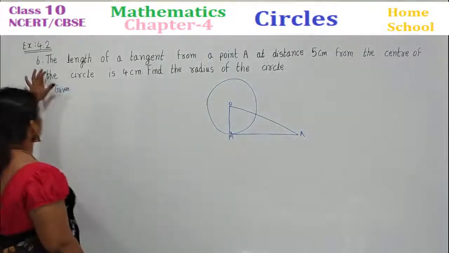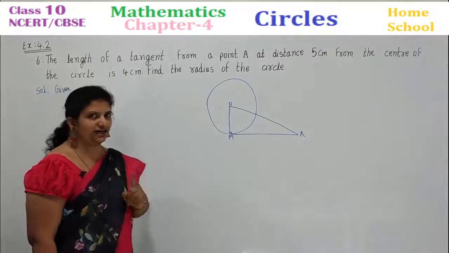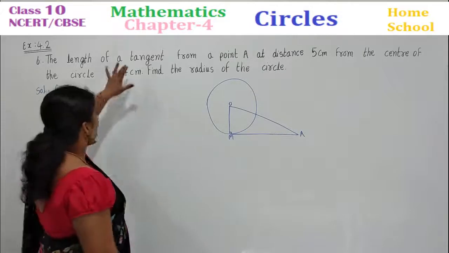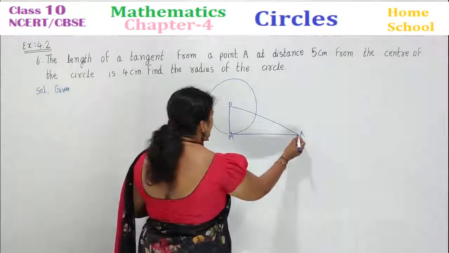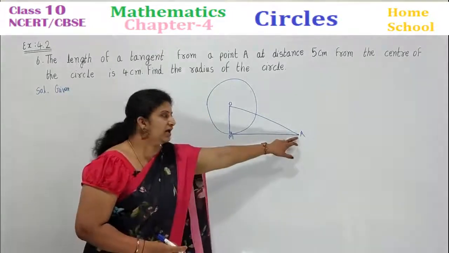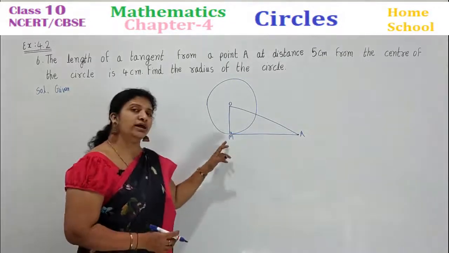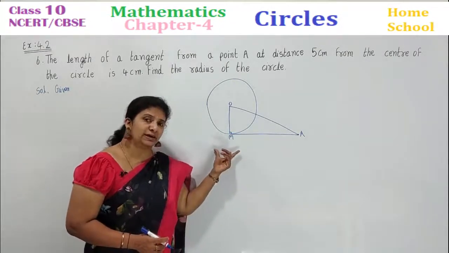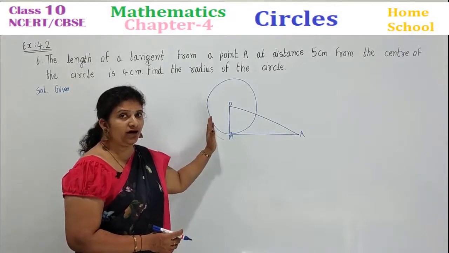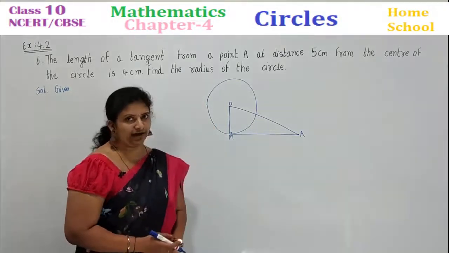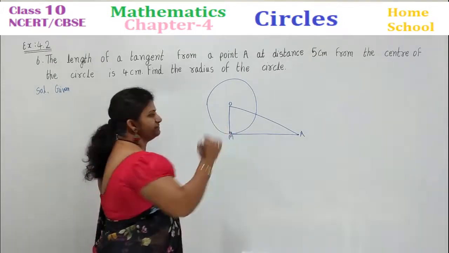What is this problem? The length of a tangent touching at one point of a circle, from a point A. Where is A? I have taken it as an external point. From A, draw a tangent. AM is tangent. We know by Theorem 4.1 that any tangent drawn to a circle is perpendicular to the radius through the point of contact. Immediately you should remember that and draw the perpendicular symbol here.